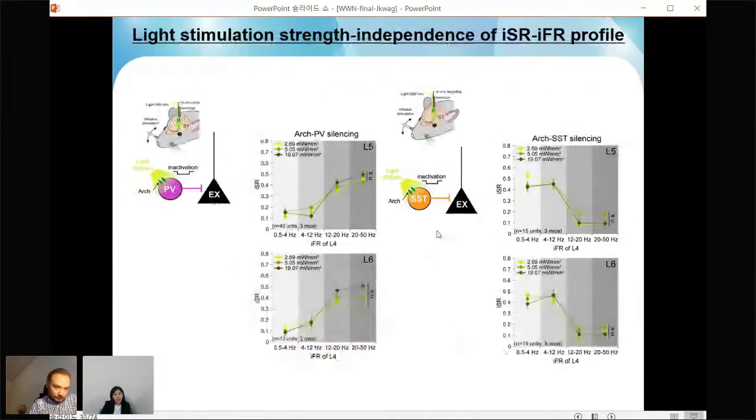So this could also be generalized for all the light stimulation intensities that we use for the experiments. So this also shows that it is a robust effect. Even activation of small subsets of PV or SST, or inactivation of small subsets of PV and SST, has the same effect in changing the iSR-IFR profile.